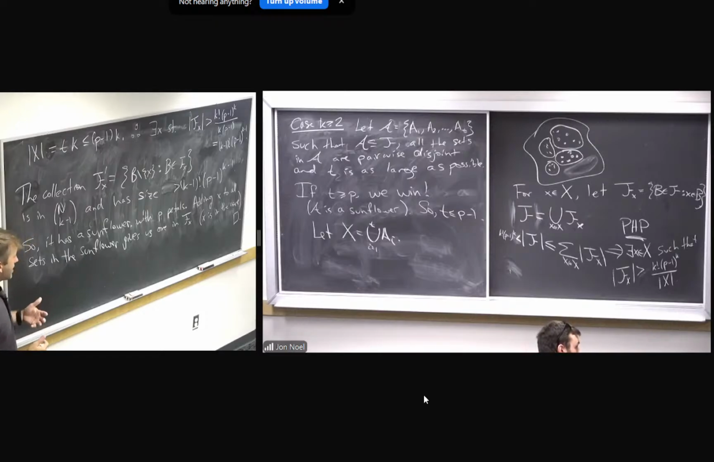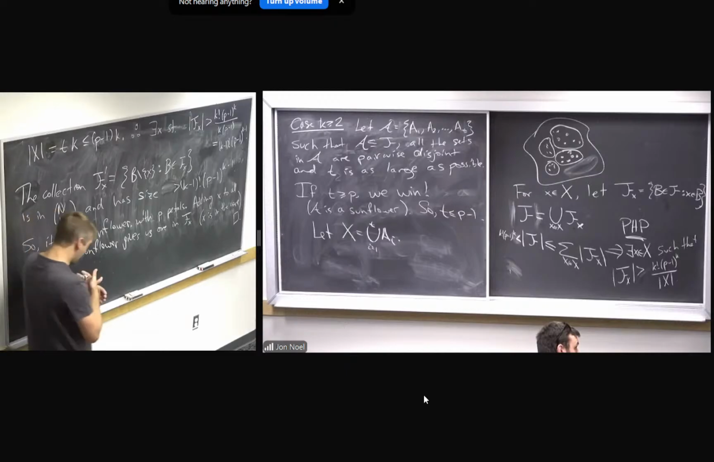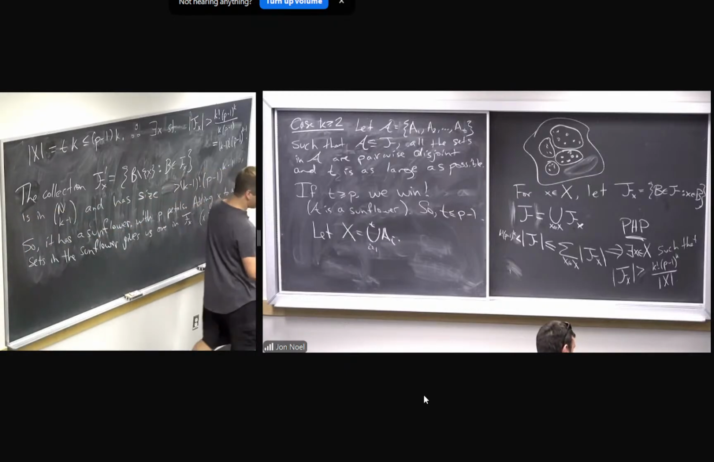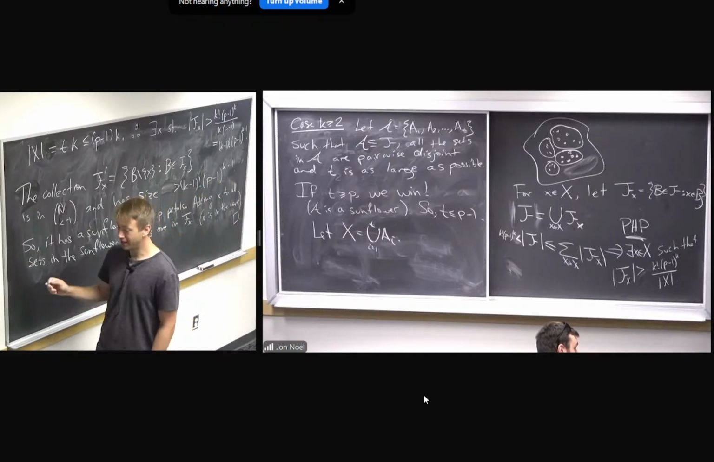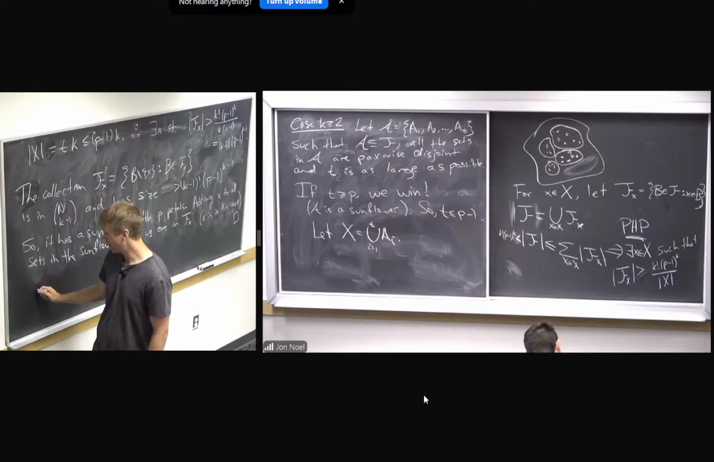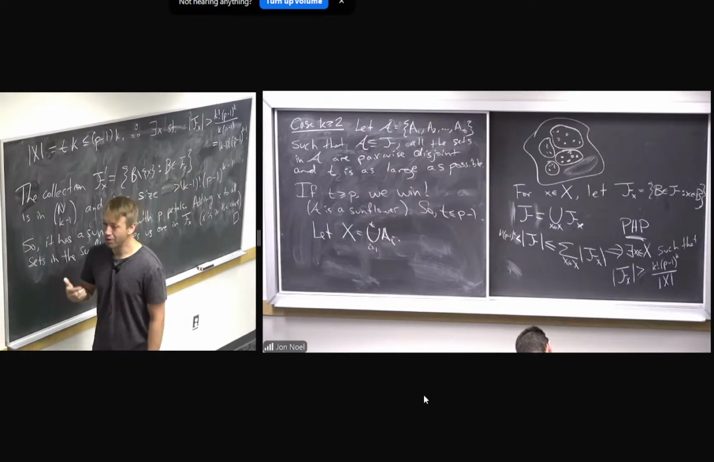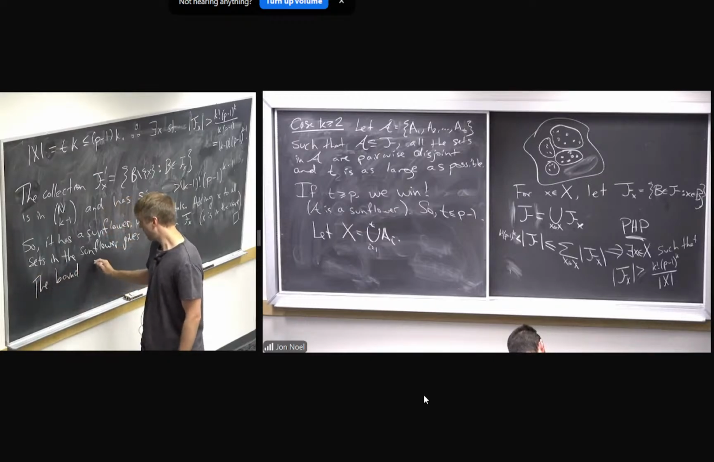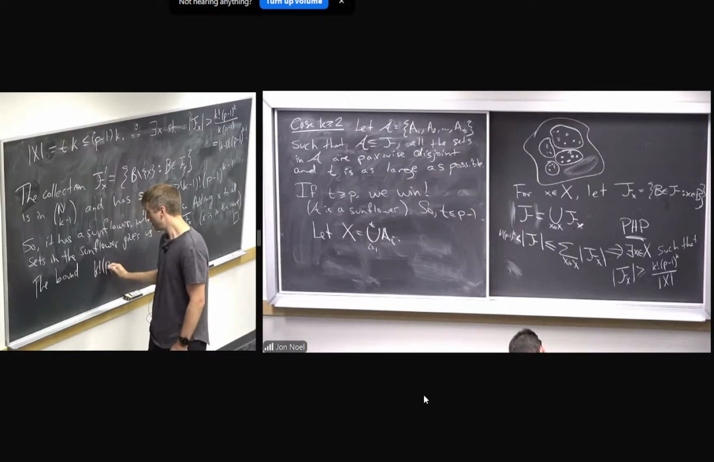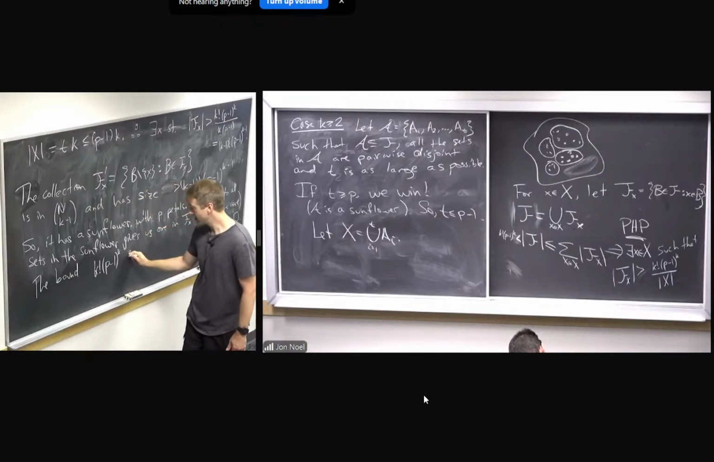You might then ask, what about this sunflower lemma or theorem? Is that tight? Could you prove maybe a better bound? And that's a major open problem. Well, it's not an open problem anymore. It's known that it's not tight. So the bound k factorial (p minus 1) to the k is not tight.